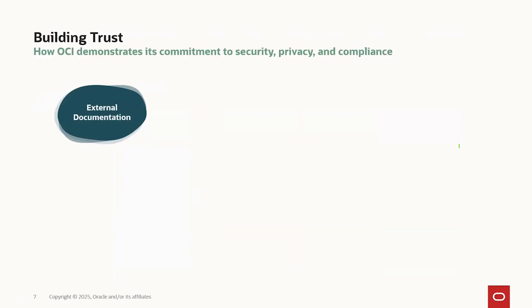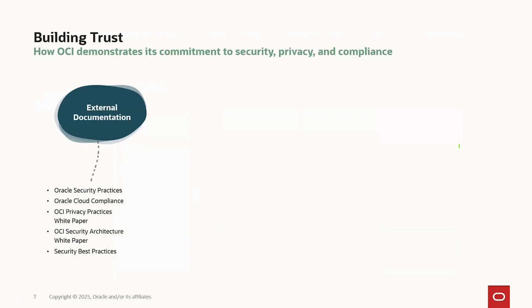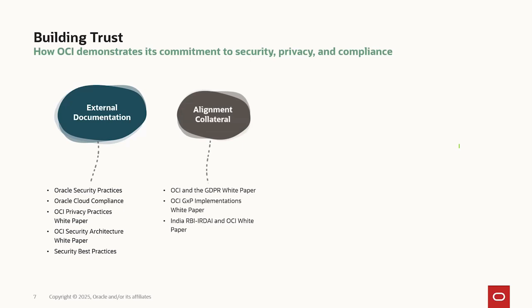Now, building trust is important. This is how OCI has demonstrated its commitment to security, privacy, and compliance. The first is through external documentation. So we have Oracle security practices, cloud compliance, white papers on privacy practices, security, as well as security best practices. Next, we have alignment collateral. So this is any OCI and GDPR white papers or any implementation white papers, as well as India RBI, RDAI, and OCI white papers.